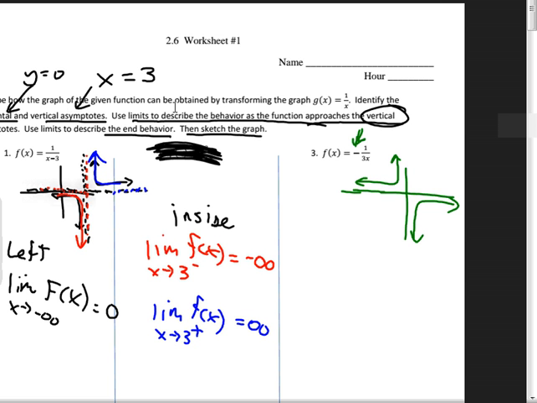And then they're asking you for the vertical asymptote. Wait, vertical's this way. And hopefully you can do that. And the horizontal asymptote, which is that. And then they ask you for all the limits of it.